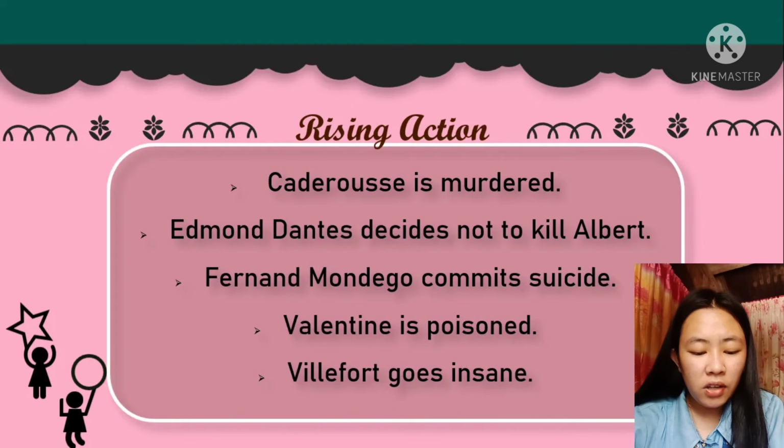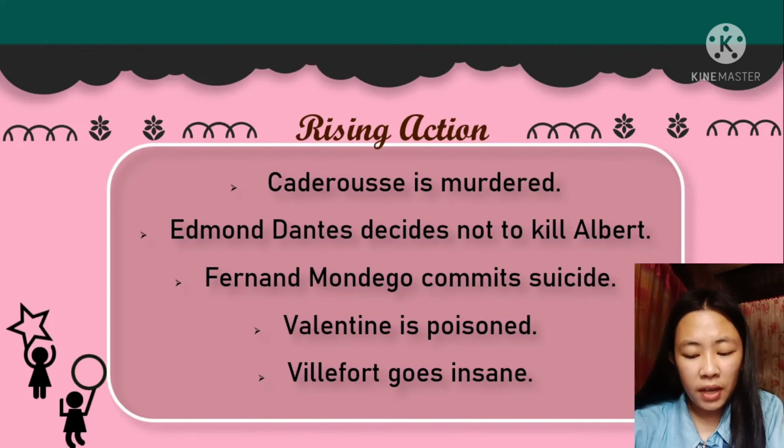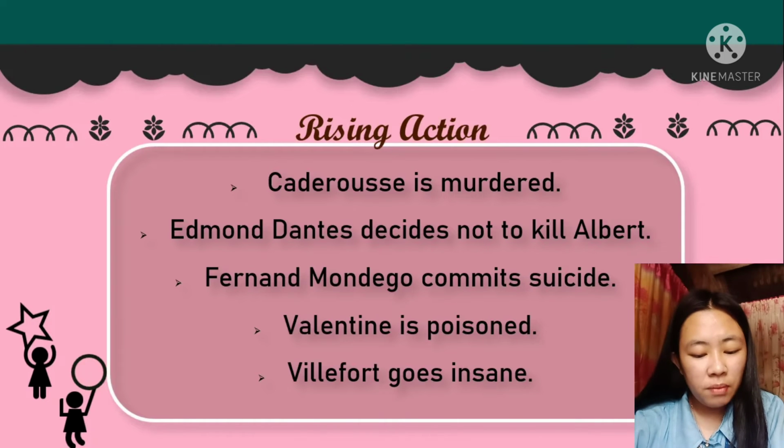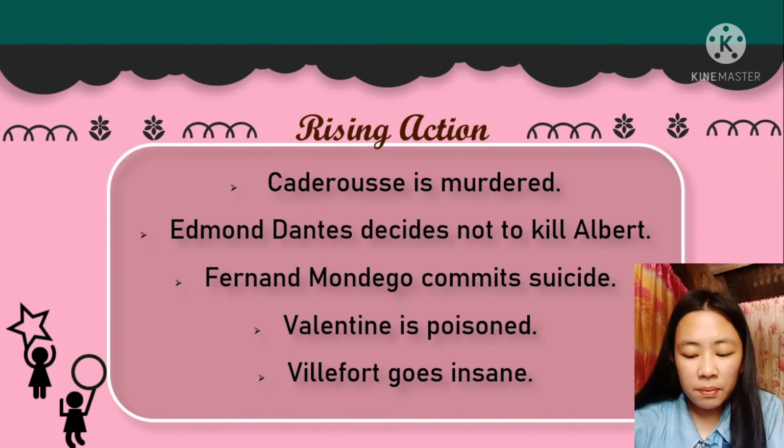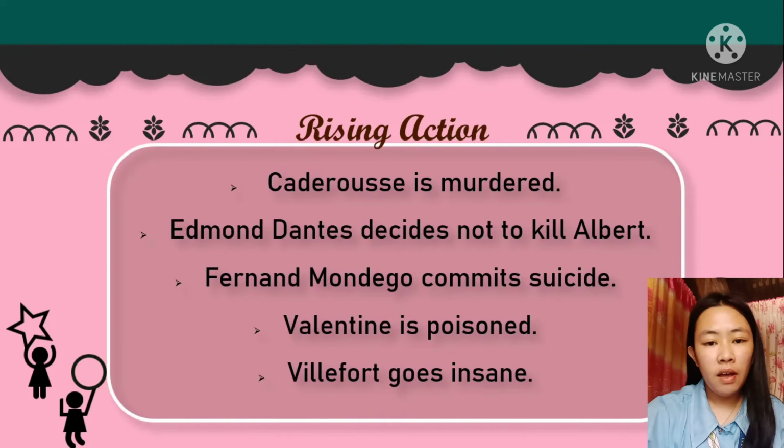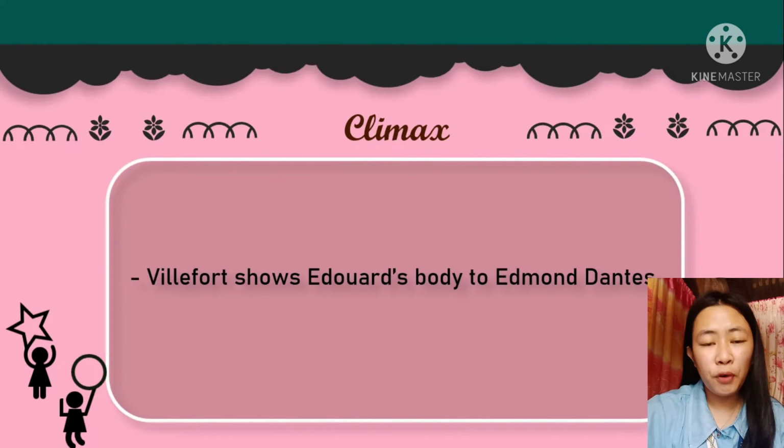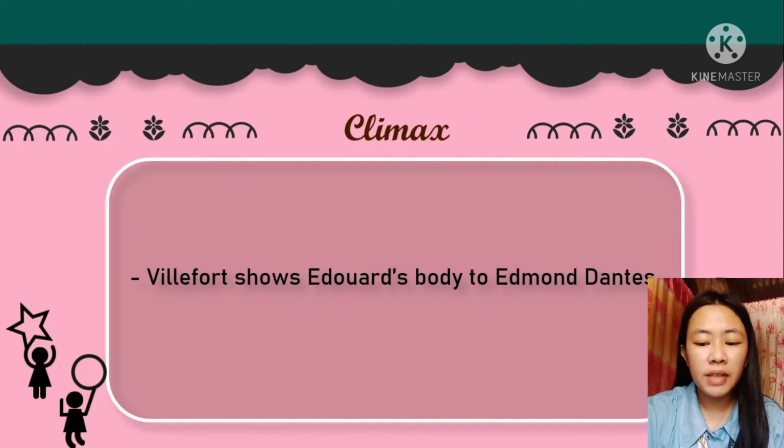One day, a journalist publishes a story revealing Morcerf's treachery, or pagtataksil, and Heidi testifies against Morcerf to a government tribunal. So, Fernand Mondego commits suicide while Albert and Mercedes flee in shame. And then, Madame de Villefort goes insane. So, for our climax, Gerard de Villefort shows Edward's body to Edmond Dantes, which is si Monte Cristo, because he realizes that the revenge that Edmond was doing goes too far.